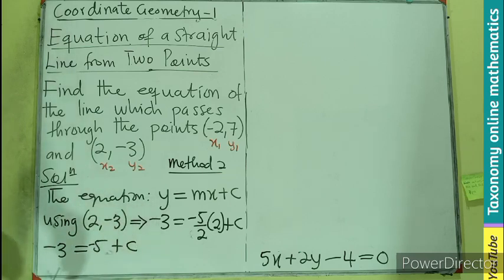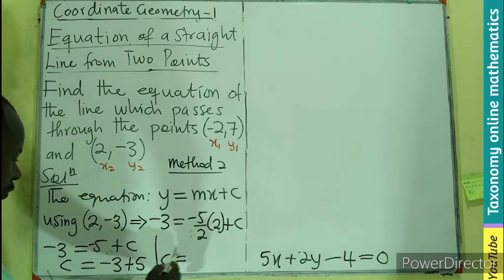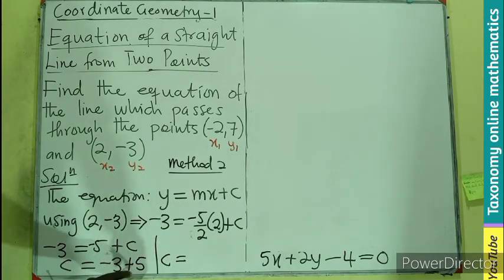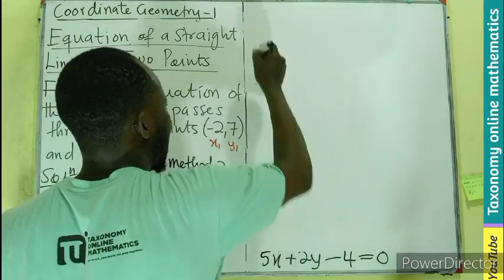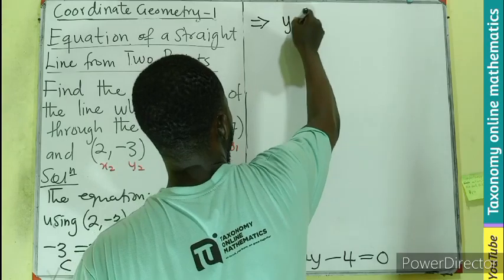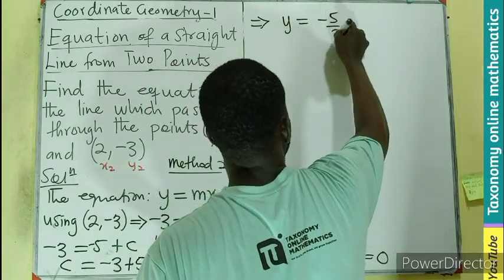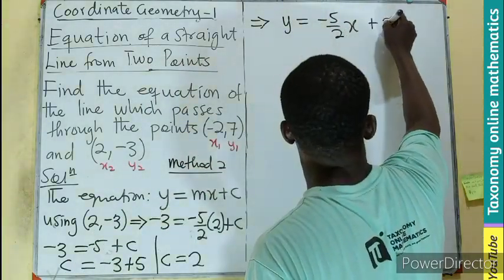So plus c. We are going to maintain the c by transposing this, meaning c will be equal to minus 3 plus 5. What do you think we are going to get? That will be giving us c equals to, what would that be? Positive 2. So c is going to be a positive 2. Already we know what the m is. So that implies that the equation becomes y equals minus 5 on 2x plus 2.